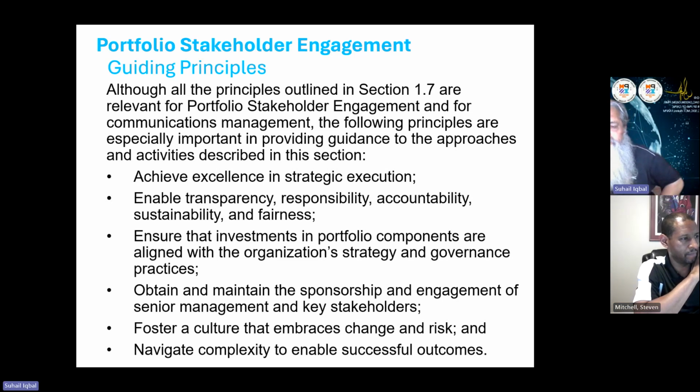Then ensure that investments in portfolio components are aligned with the organization's strategy and governance practices. Obtain and maintain the sponsorship and engagement of senior management and key stakeholders. That is important. Foster a culture that embraces change and risk. And last but not the least is navigate complexity to enable successful outcomes.